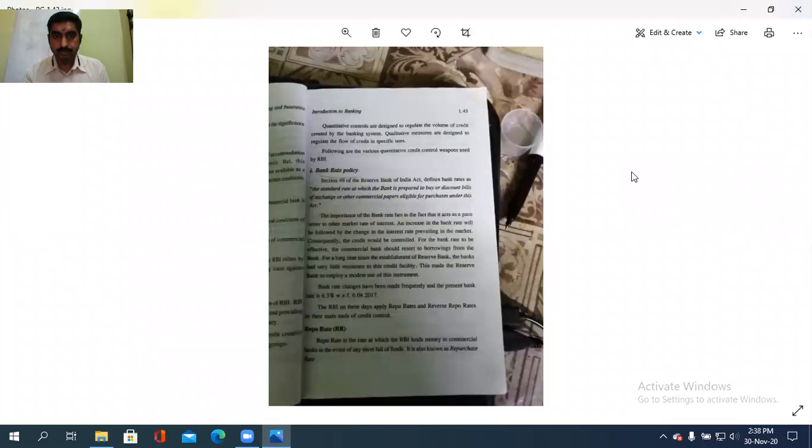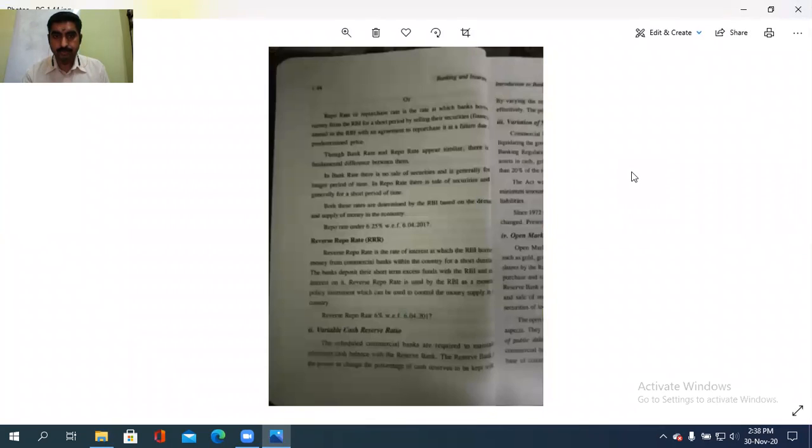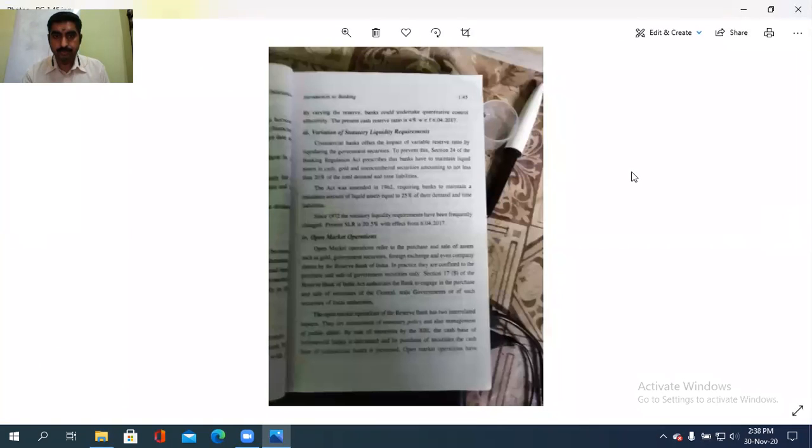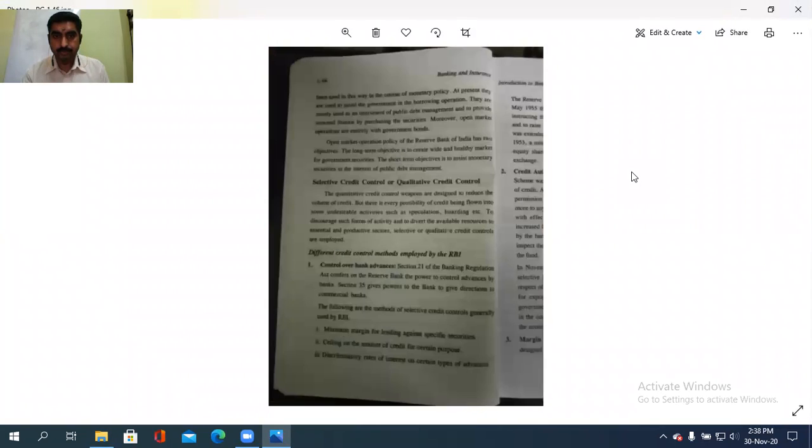See, the bank rate policy that is to be set up, the standard one, and the repo rate, the reverse repo rate, and the variable cash reserve ratio, and also the variation of the statutory liquidity requirements and the open market operation. These are the things we saw in the previous classes.